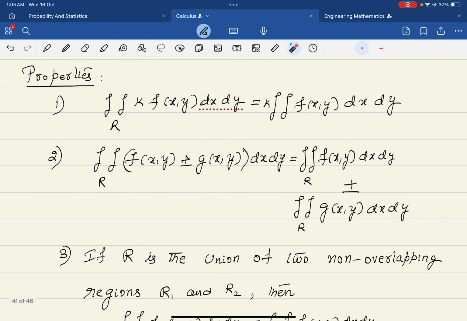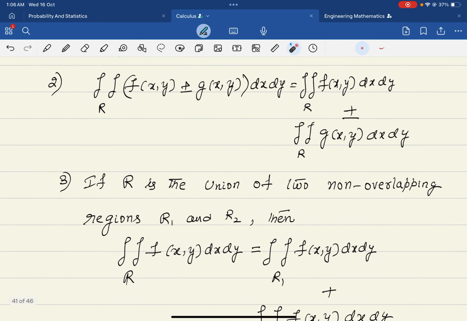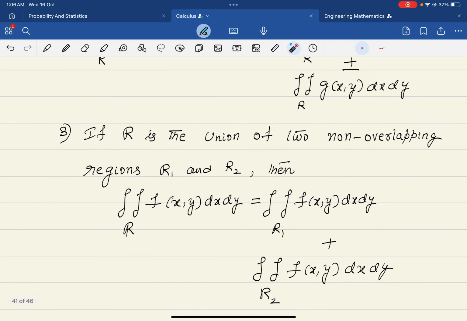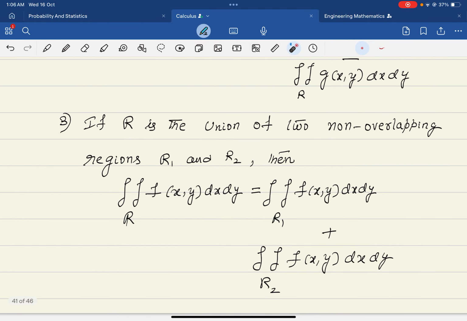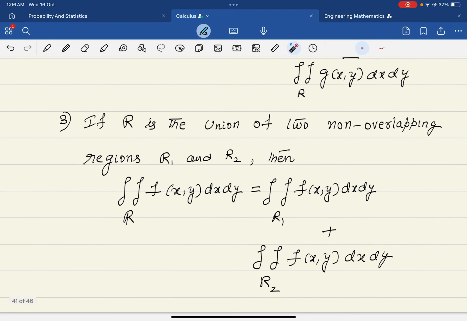And similarly, for the single integral, for the sum or difference of two functions, we define the integral of the first function plus or minus the integral of the second function. The same rule is applicable even for the double integral. And suppose R is the union of two non-overlapping regions, R1 and R2, let us say. Then the double integral over the region R is the double integral over R1 plus the double integral over the region R2. Like that we define the double integrals, and these are the properties.